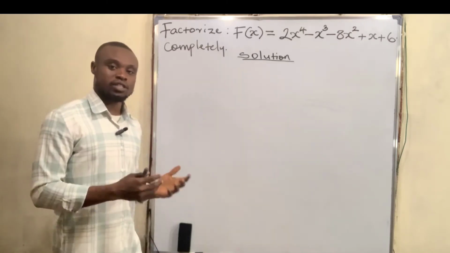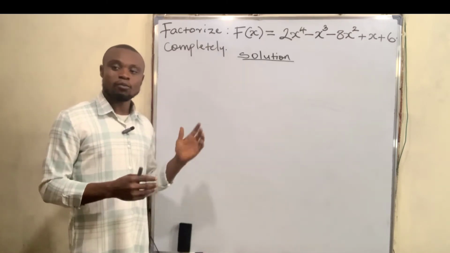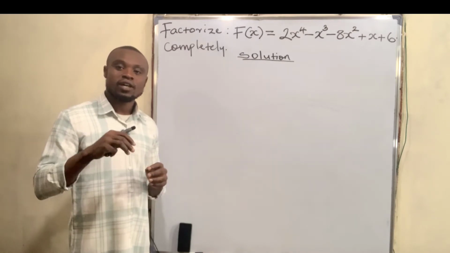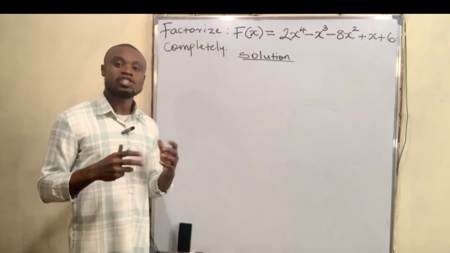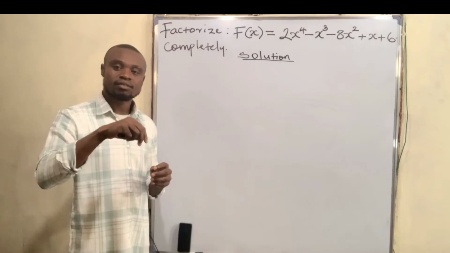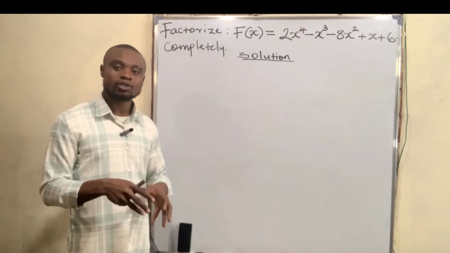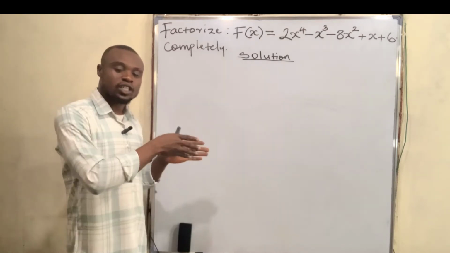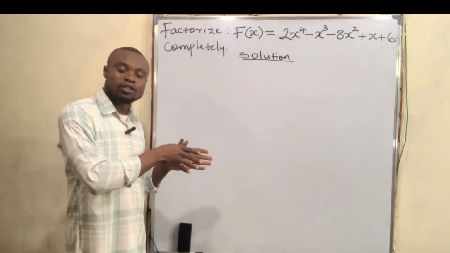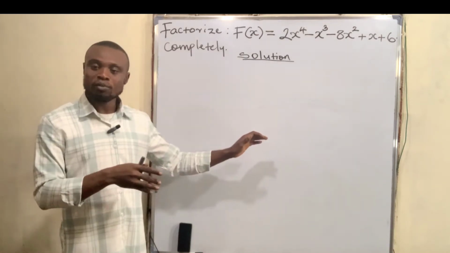So the factor theorem says if you have a polynomial and you fix a number in that polynomial and you get a 0, that means that number is a factor of that polynomial. So that is the first thing I'm going to do. When we get the first factor, we use that first factor to divide the polynomial.